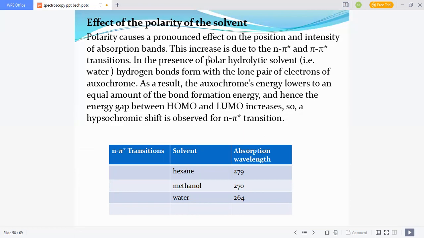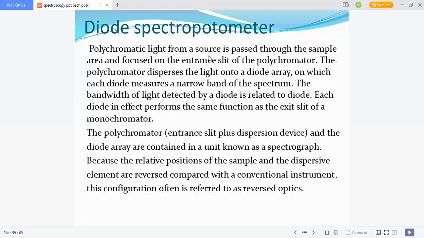So a hypsochromic shift is observed for the n to pi star transition. The n to pi star transition solvent absorption wavelengths are: hexane 279, methanol 270, water 264. Move next slide. Diode array spectrophotometer.